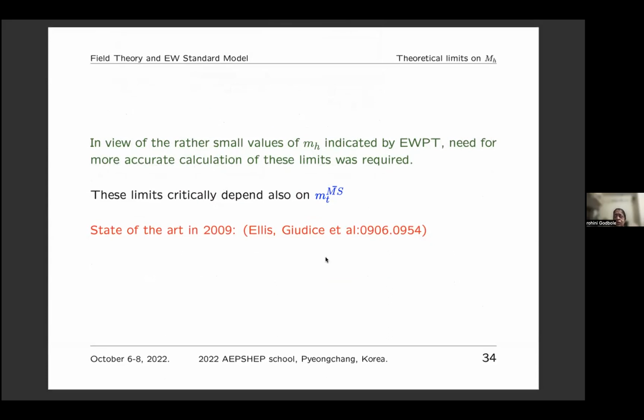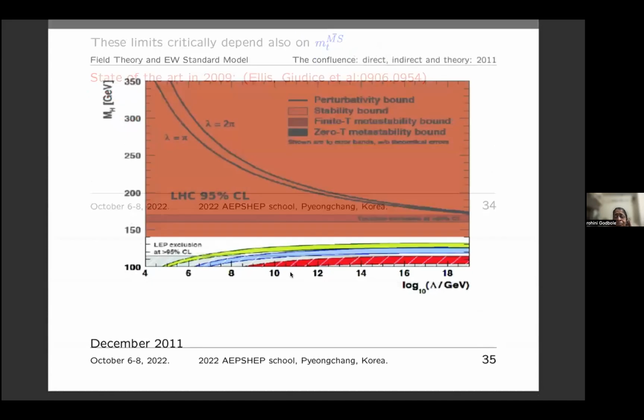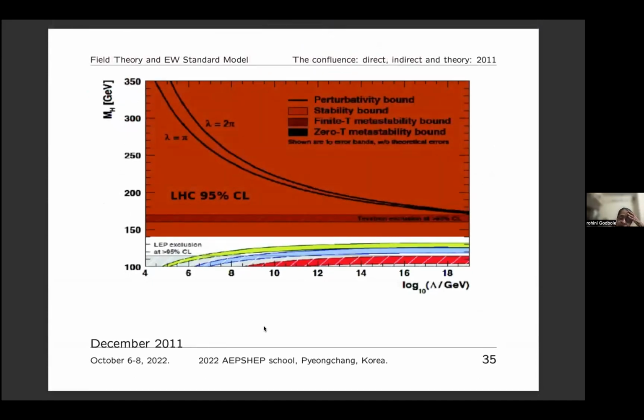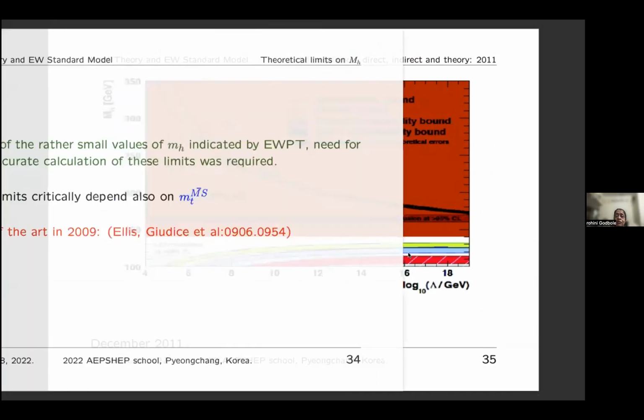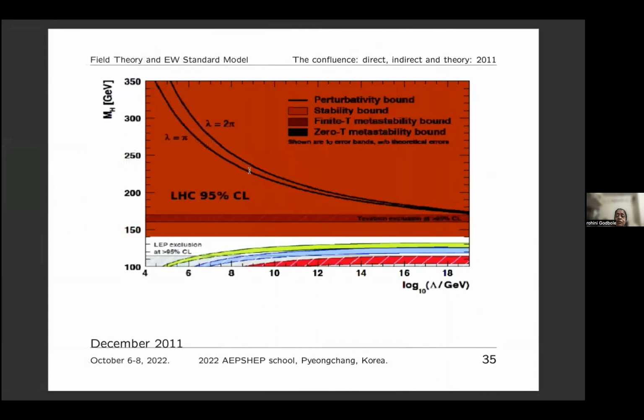But in 2009, this was the state-of-the-art calculation. And I have just taken this plot from 2011, which was presented by my friend Michael Kramer in one of the conferences. So what he simply did, he overlaid on these theoretical bounds the results from the LHC, from the Tevatron by December 2011, from the precision testing, and from the LHC exclusions. And what is left here is actually this small bound.